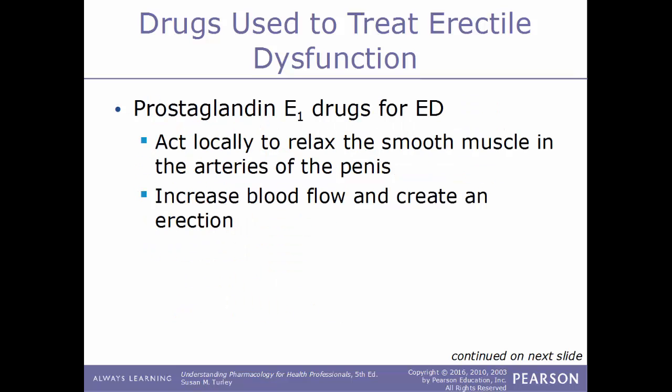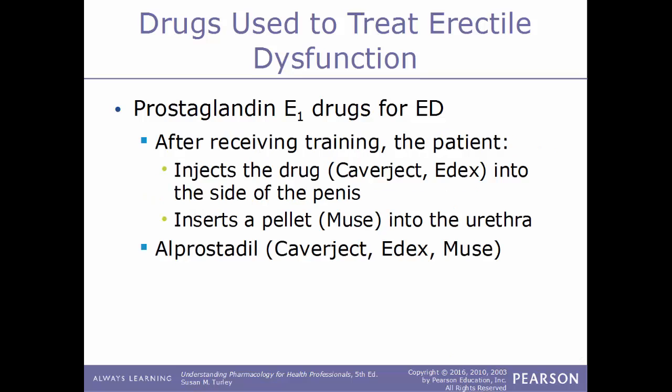Another class of drugs you could give to treat erectile dysfunction are prostaglandin E1 drugs. And these will act locally to relax the smooth muscle within the arteries of the penis. Once that happens, there's an increased blood flow to the penis that will help create an erection. Now, this kind of drug will require the patient to undergo some training to use it properly.